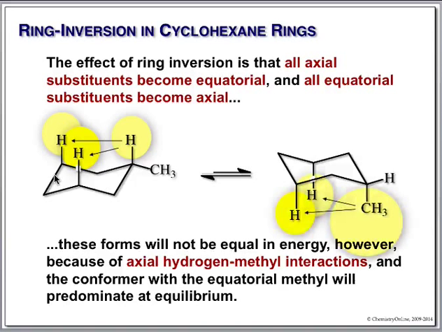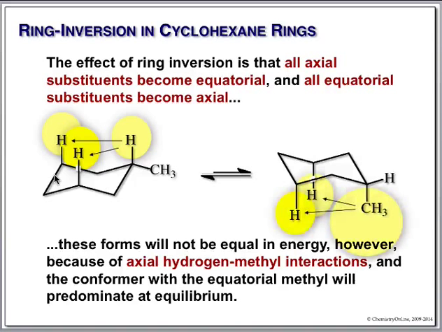This is called steric hindrance. Steric refers to size. Hindrance is a bad thing. Steric hindrance means this is less stable than this guy. The methyl group here is dangling out on this side, and all we have is hydrogens. Here we have methyl hydrogens.